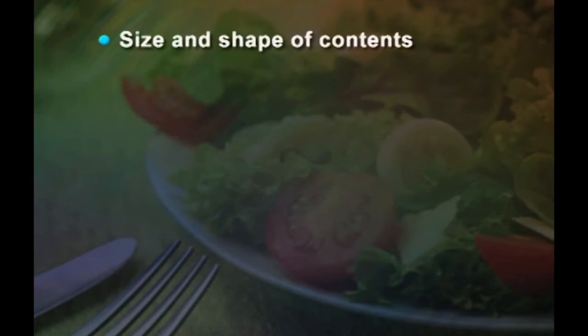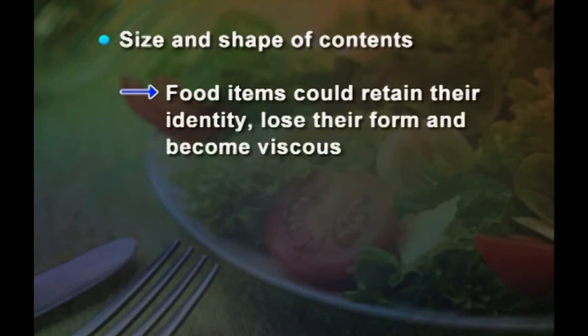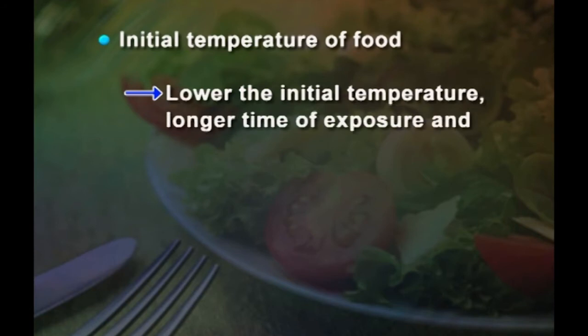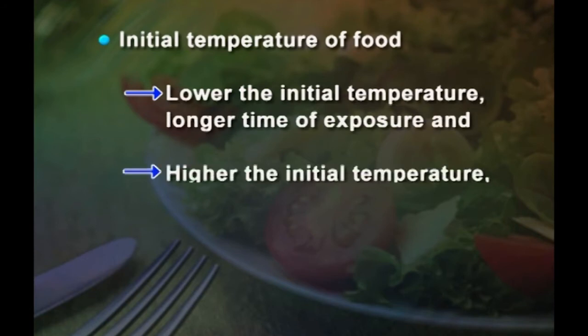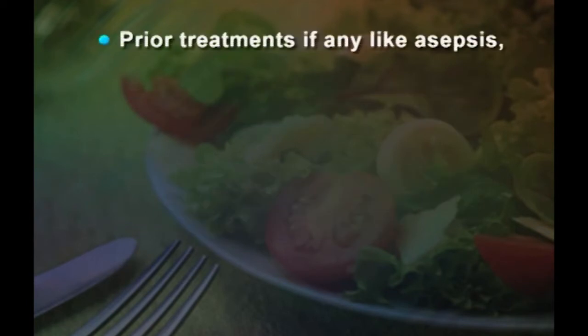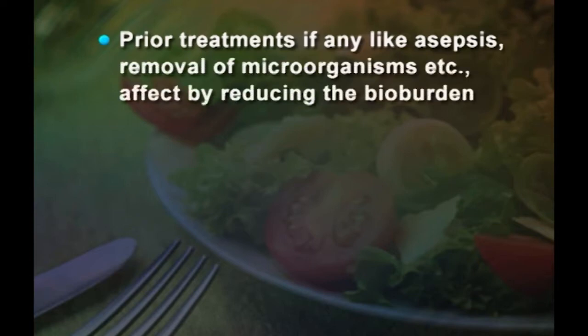Food items could retain their identity, lose their form and become viscous. Then initial temperature of food: the lower the initial temperature, the longer the time of exposure, and the higher the initial temperature, the shorter the time of exposure required for treatment. Prior treatments, if any, like asepsis, removal of microorganisms etc., affect by reducing the bioburden of food items.